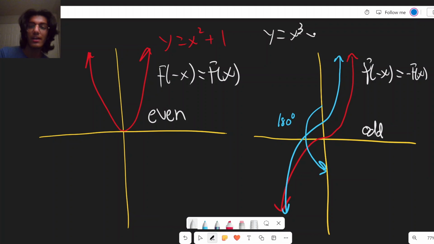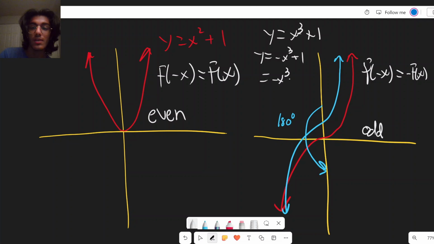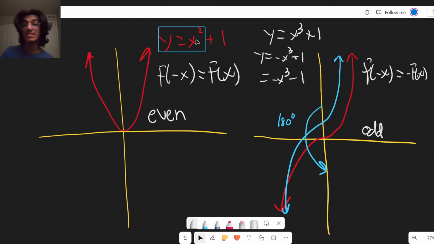And if we add some constant to it, then if we sub in a negative x, it would come out as y equals negative x cubed plus 1. It's still a plus 1. And that's not an odd function because, according to this, everything needs to switch its sign. So for it to be an odd function, it would need to be negative x cubed minus 1, not plus 1, because we want everything to switch its signs. If everything is still the same after you put a negative x into it, then it's an even function.